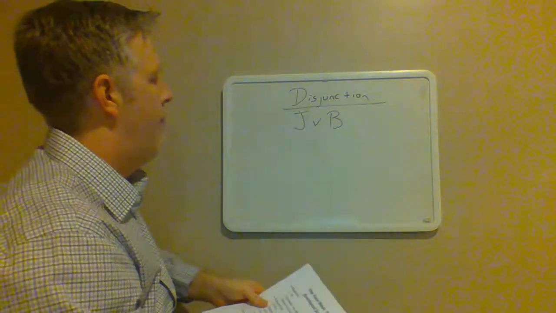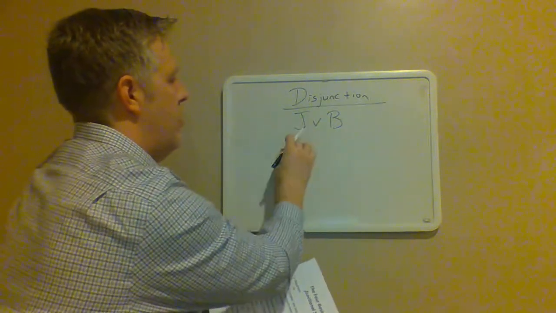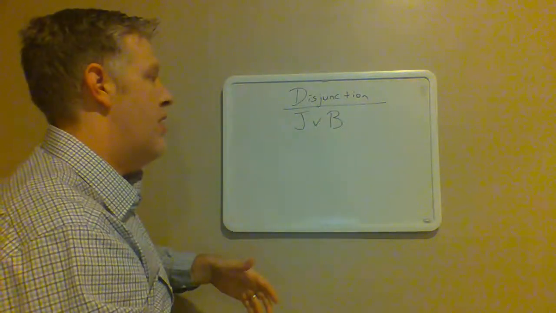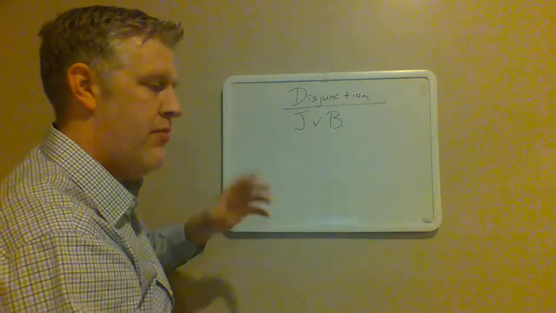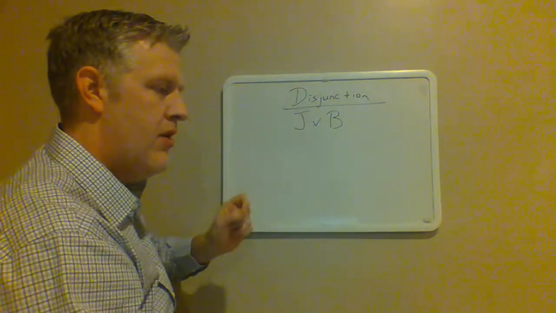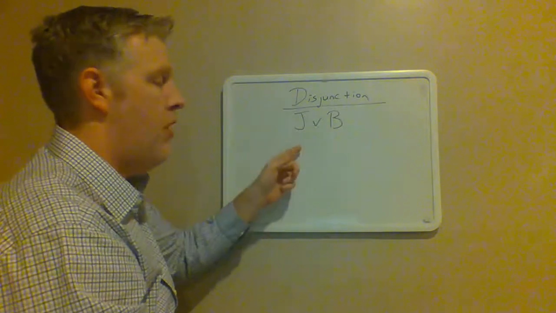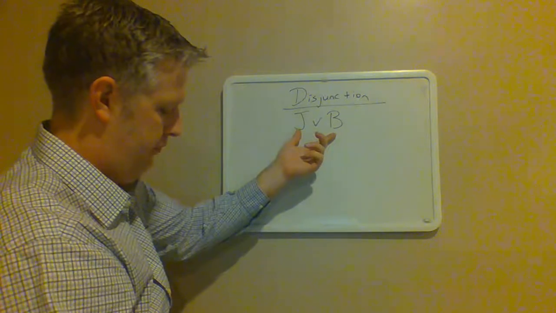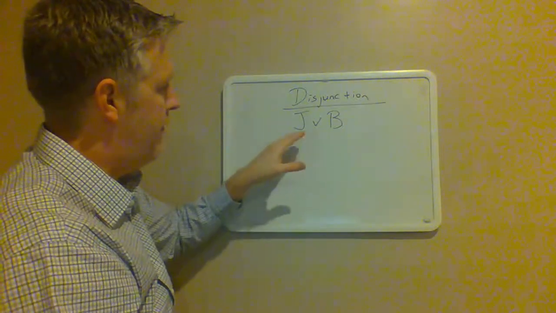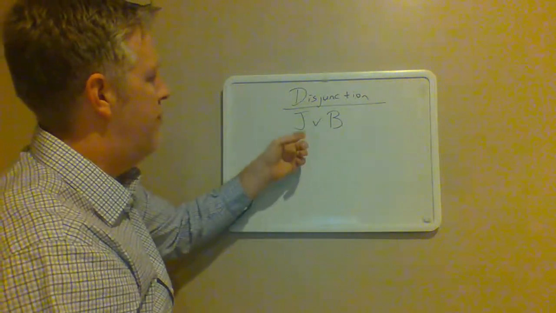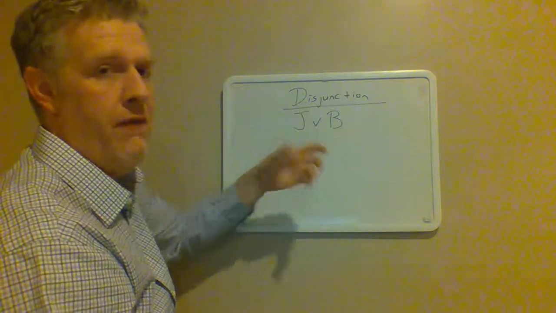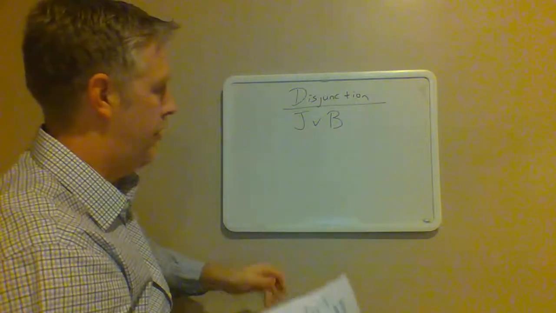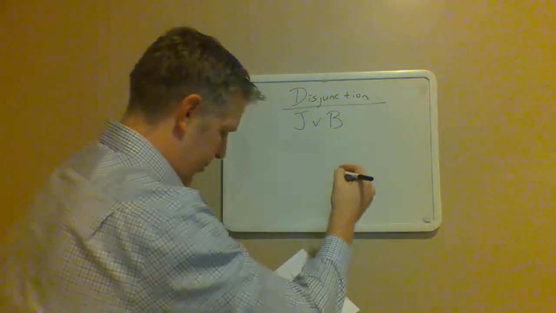Now, when will the disjunction as a whole be true? The easier way to remember its truth value is in reverse. It'll be false if and only if both of these are false. The disjunction as a whole can only be false if both disjuncts are false. Otherwise, as long as one of these is true, the whole thing is true. So what's my example here?